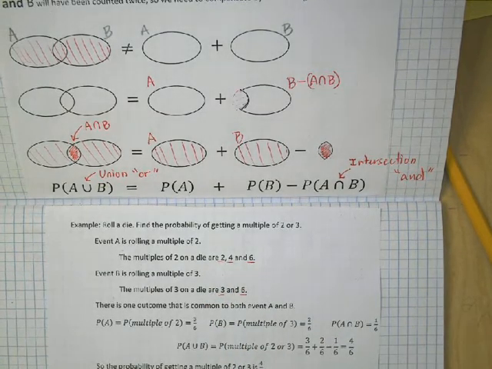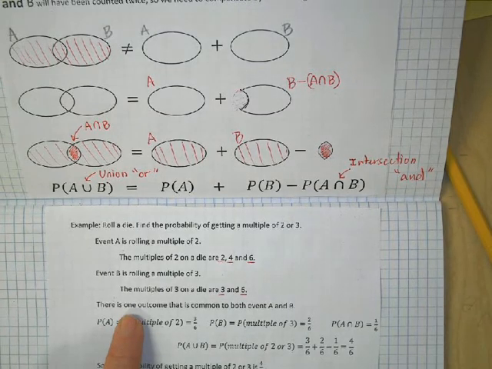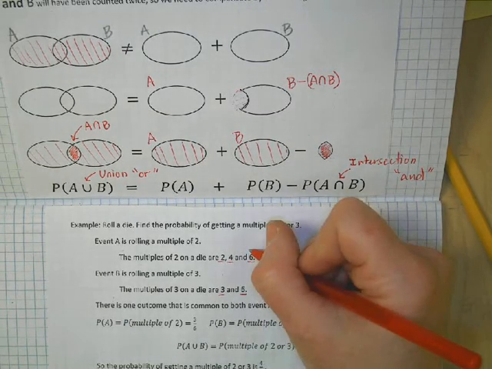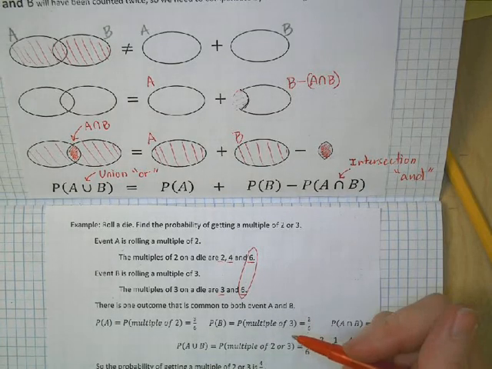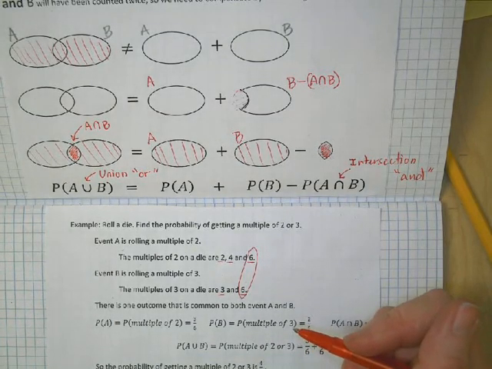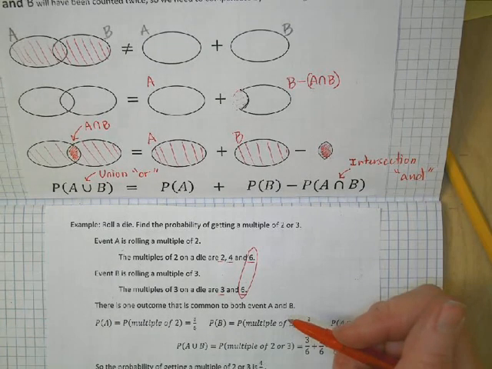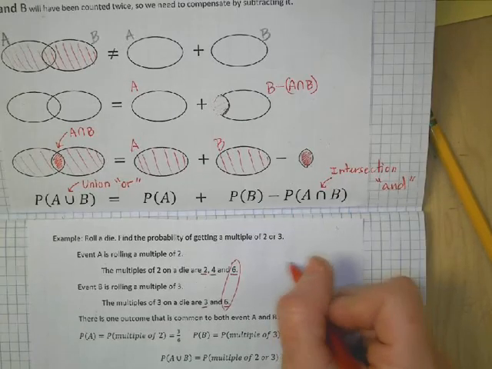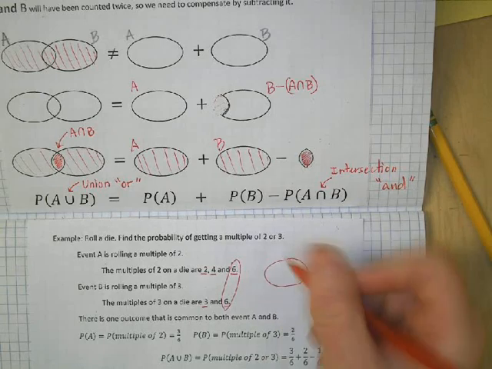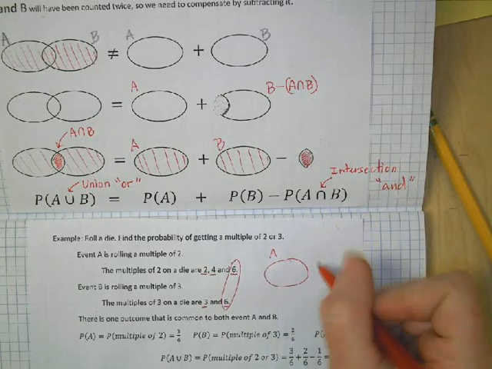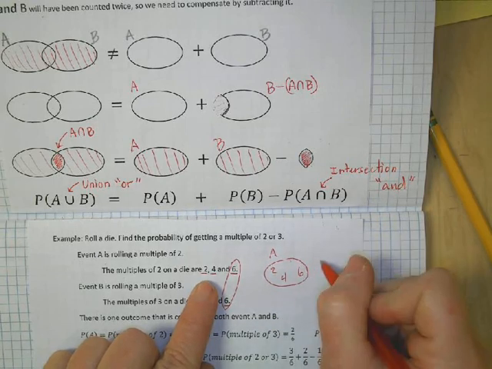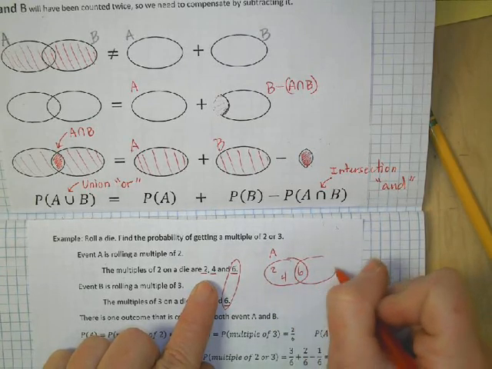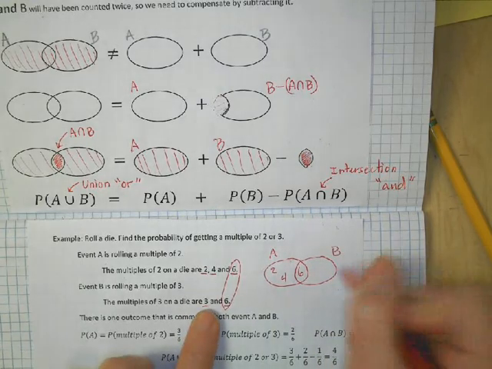But notice there's one outcome that they have in common. They both have a 6, so there is overlap. If we were to draw a Venn diagram of this, we would see that we had some overlap. Event A would be these 3 things: 2, 4, and 6. And then event B also has a 6 and a 3.